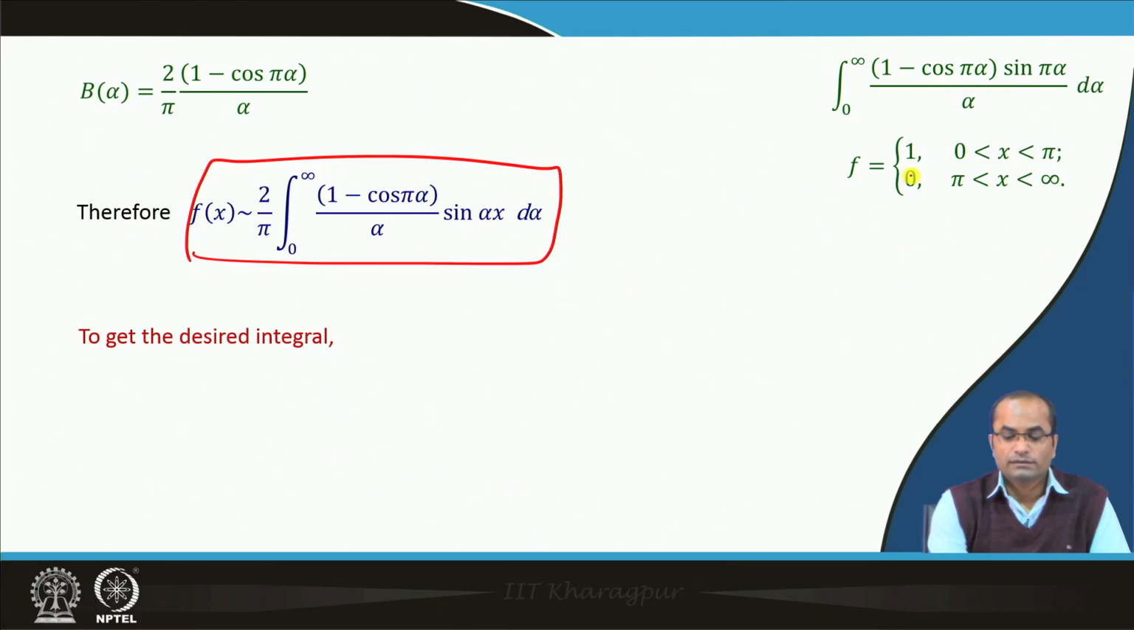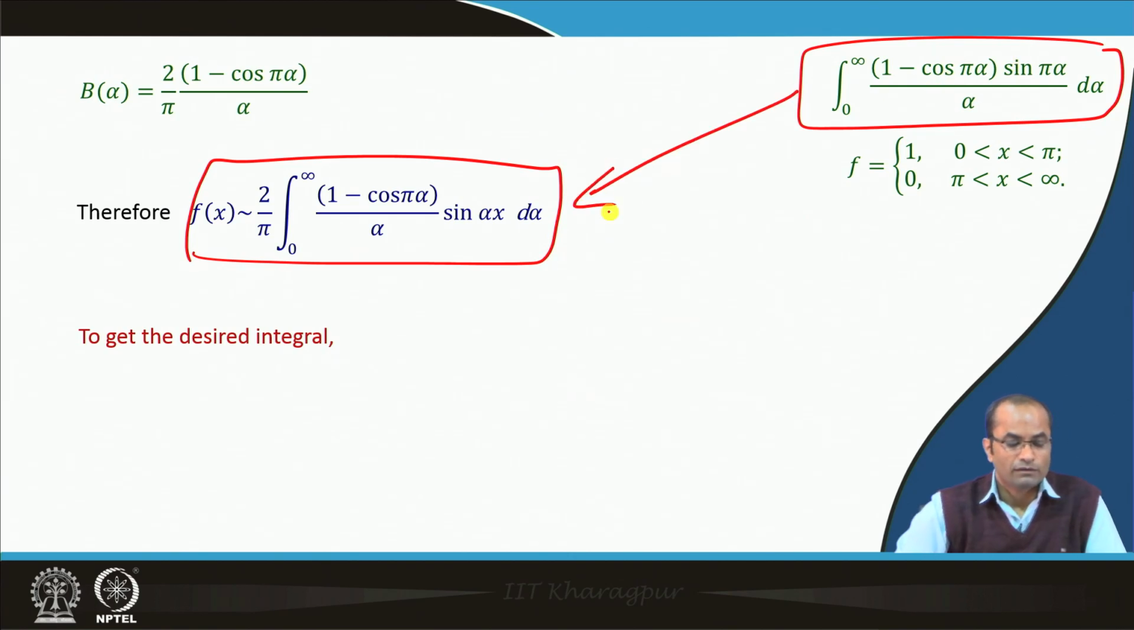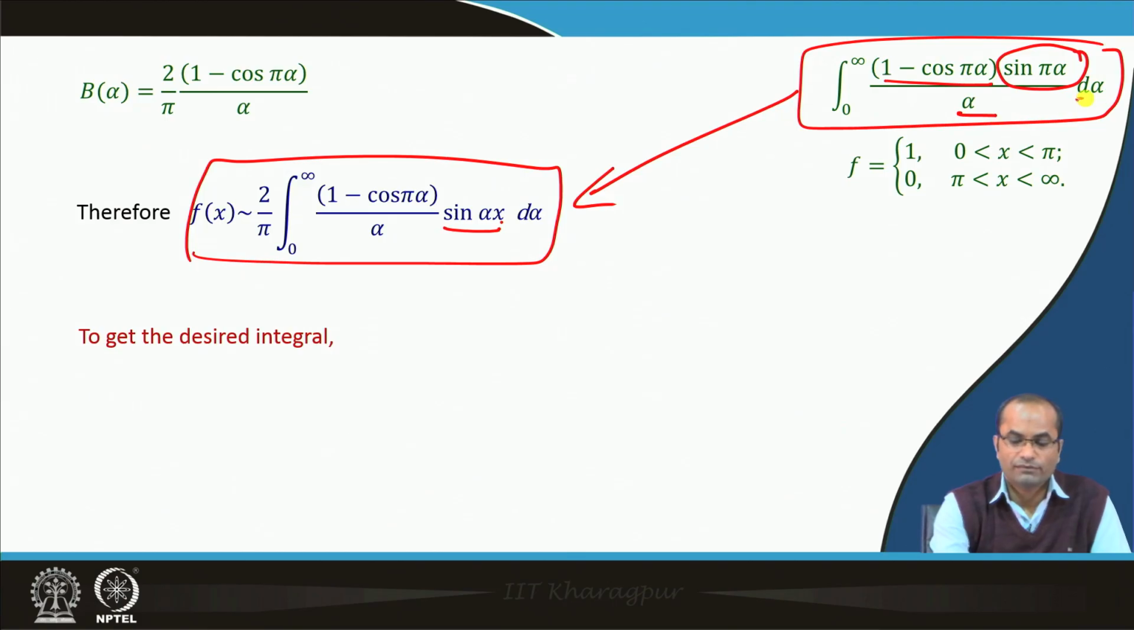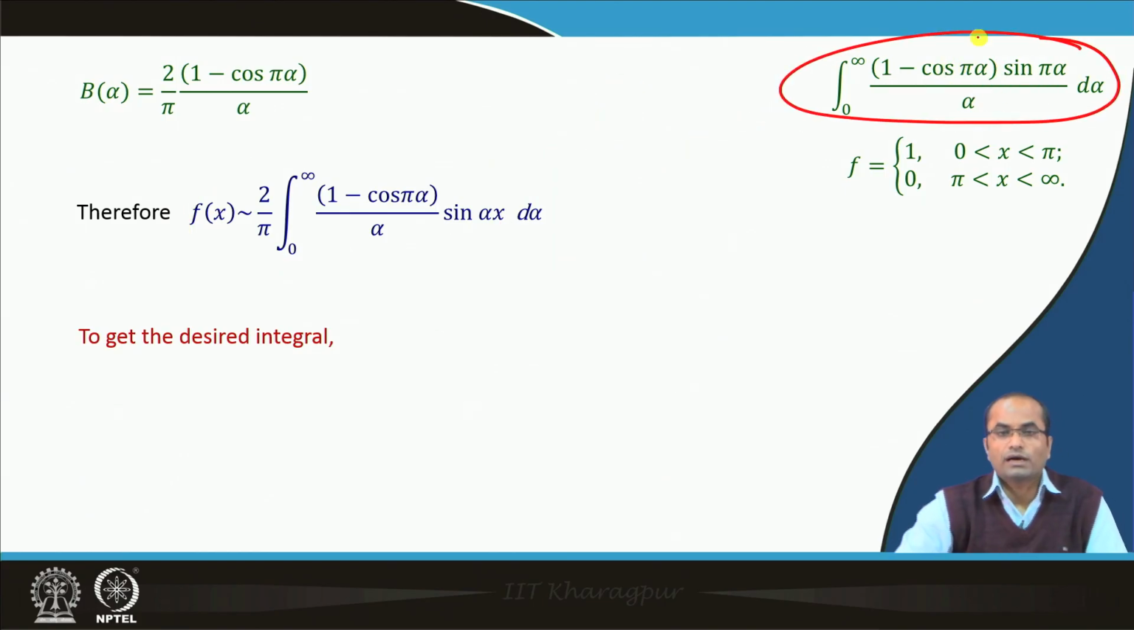Now, the desired integral will come from this representation itself. This was the question: what is the value of this integral here? If we compare with this Fourier sine integral representation, we notice that this 1 minus cos pi alpha is sitting exactly like this. We have sin alpha x, but here we have sin pi alpha over alpha d alpha. So, if we take x equal to pi, then we can get the desired integral which was asked in the question.